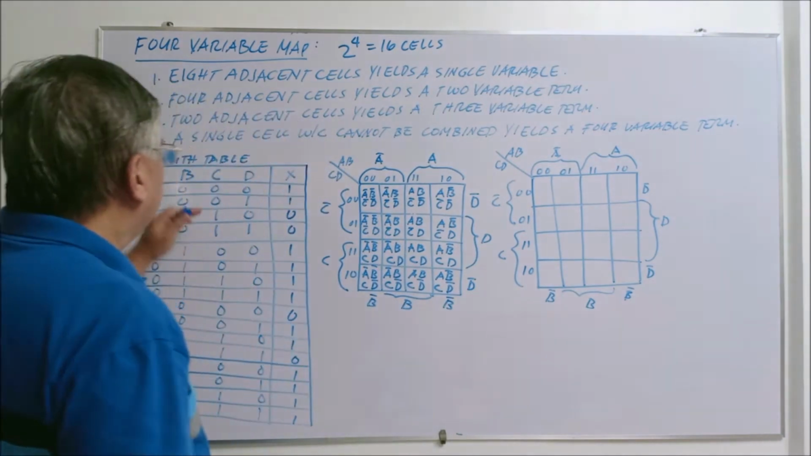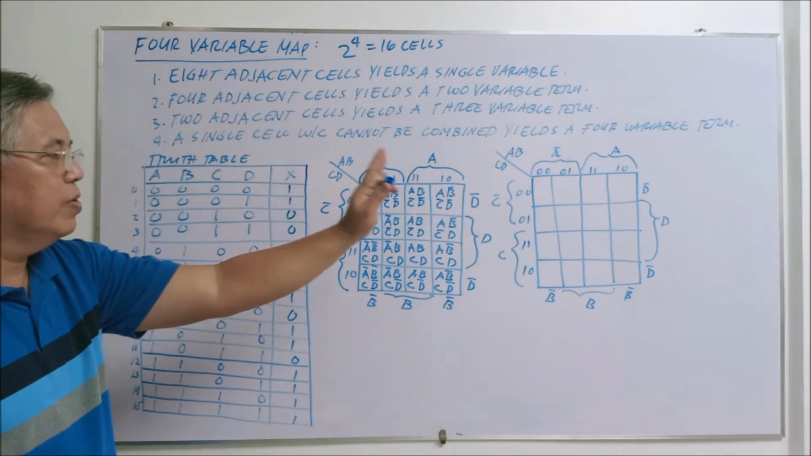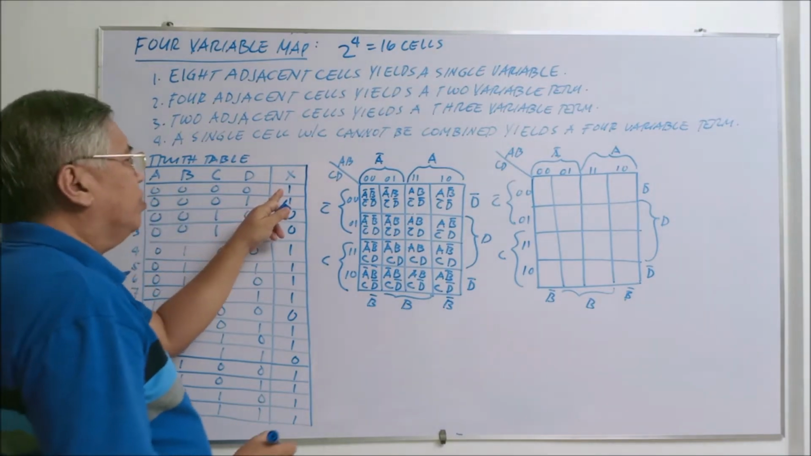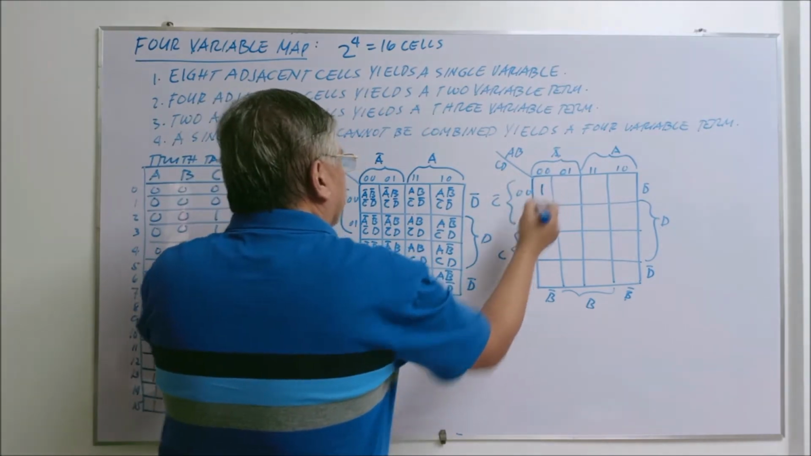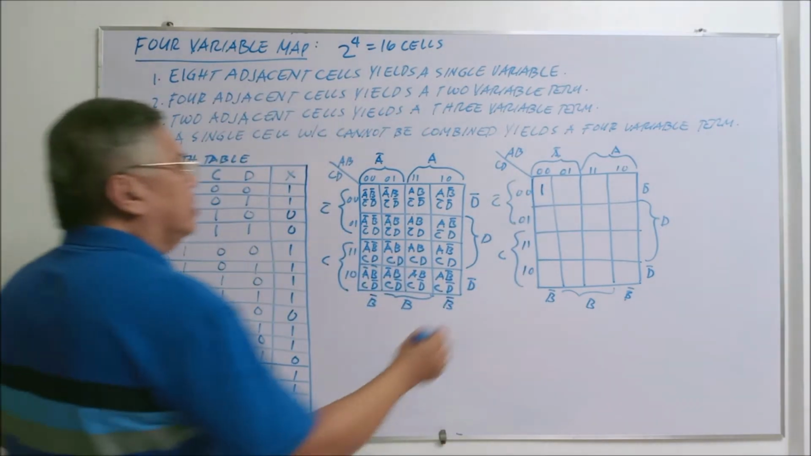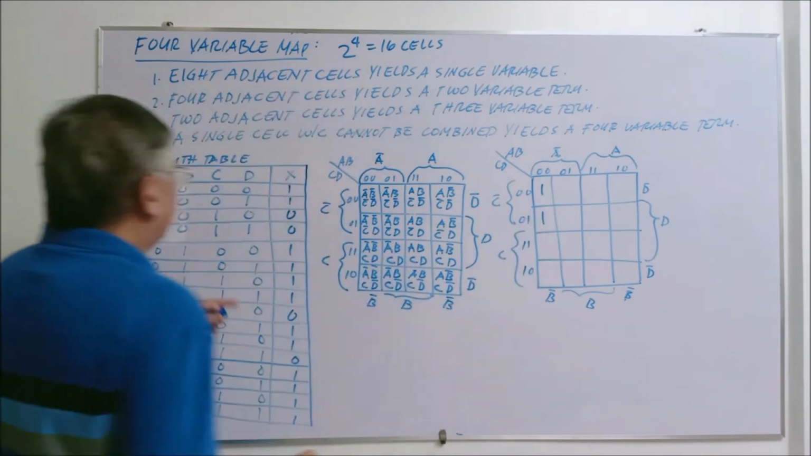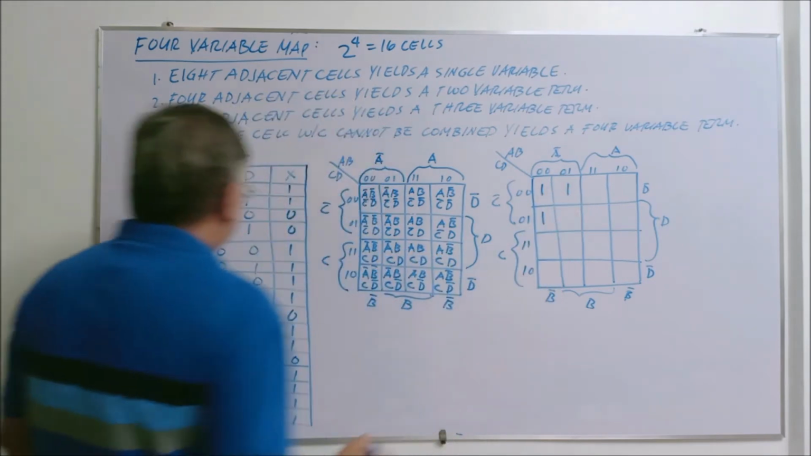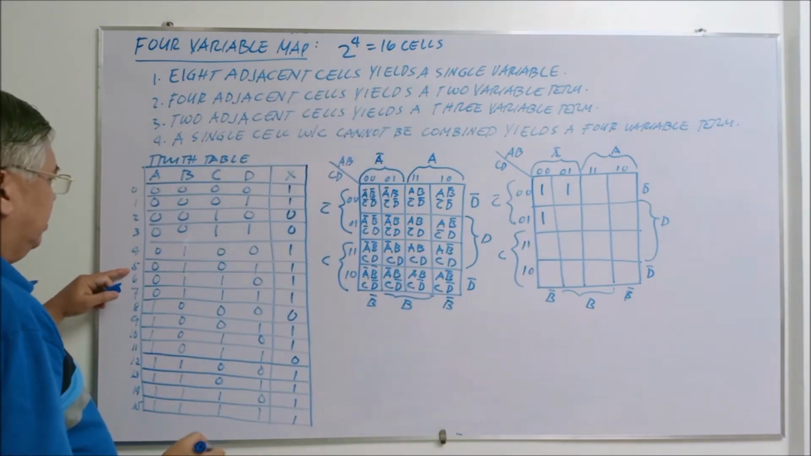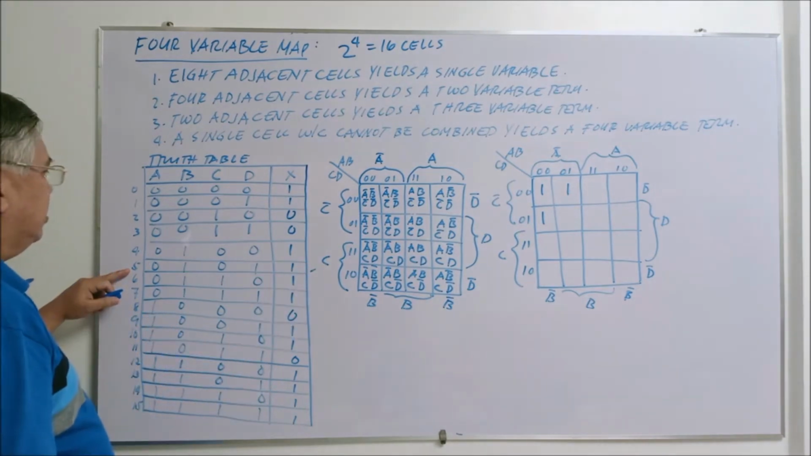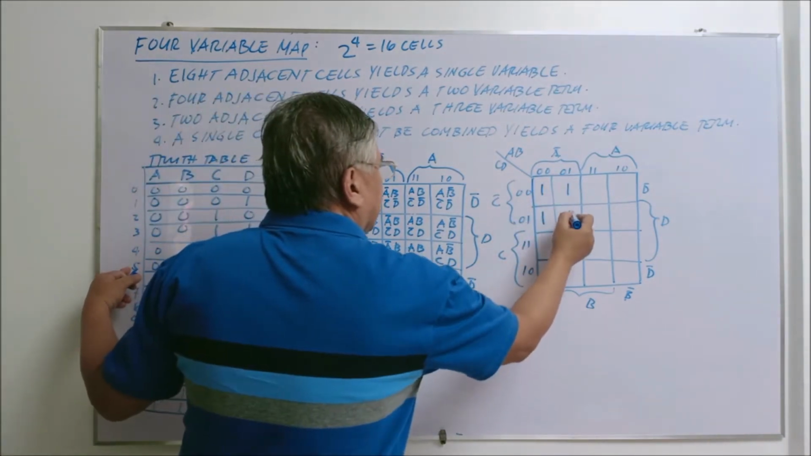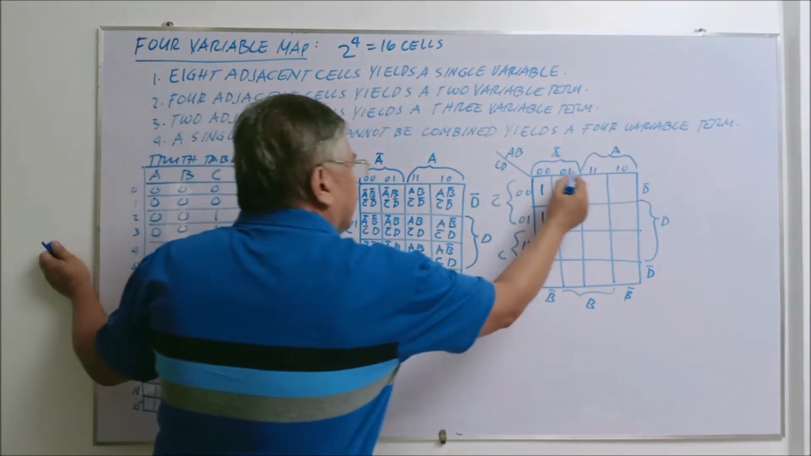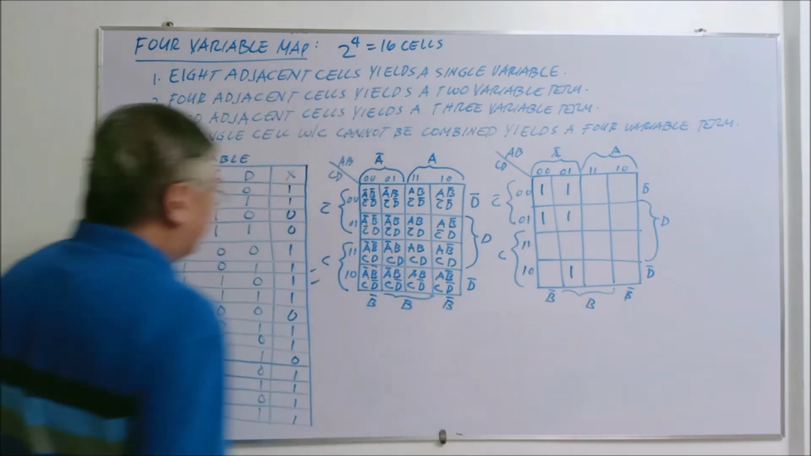Okay? Then we locate the value of your X in our map. So you have 0, 0, 0, 0, the output is 1. Then 0, 0, 0, 1, the output is 1. Then 0, 1, 0, 0, the output is 1. Then 0, 1, 0, 1, the output is 1. And then 0, 1, 1, 0, the output is 1.